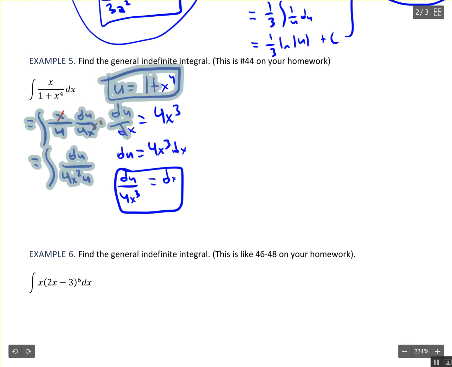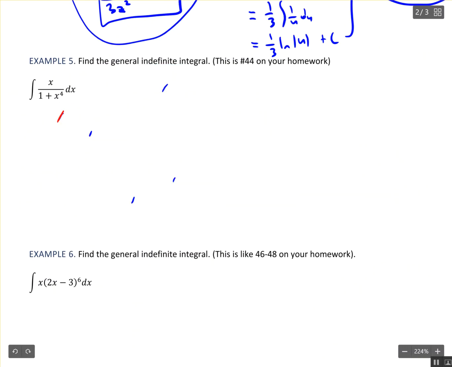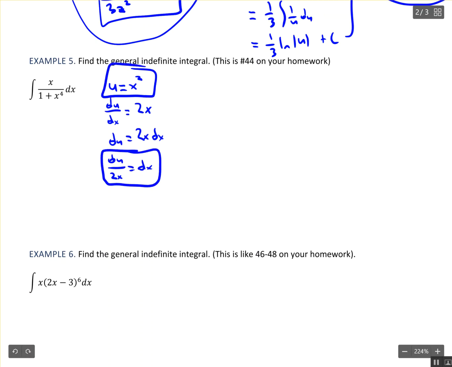That's why, like I said, this one's quite a bit tougher than the other ones, because the choice of u is not obvious. But what has a derivative with just an x in it? Well, x squared does. So let's see what happens if we let u equal x squared. Then du dx is equal to 2x. Then du is equal to 2x dx. Divide by 2x and we get du over 2x equals dx. All right, so we're going to use that.